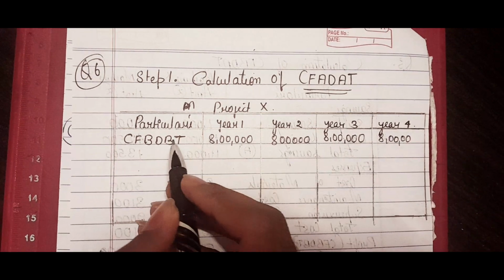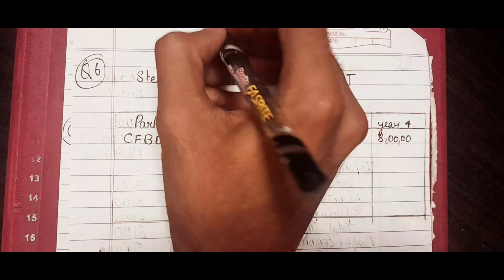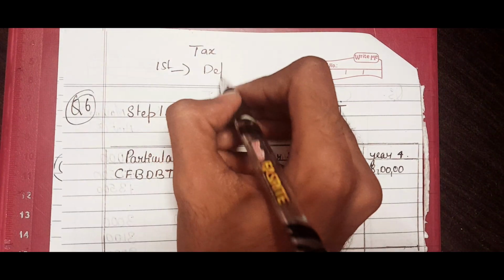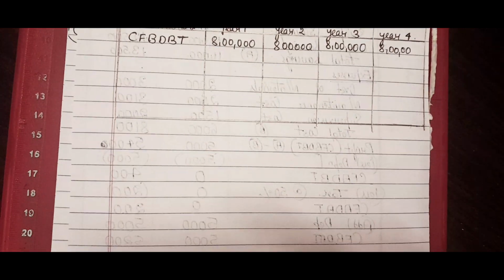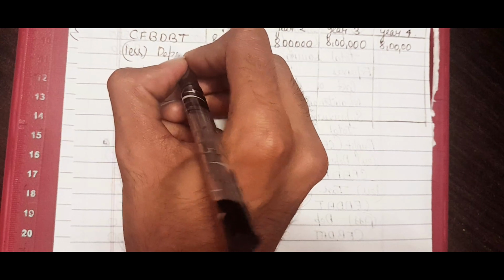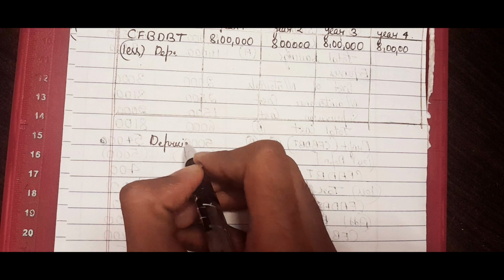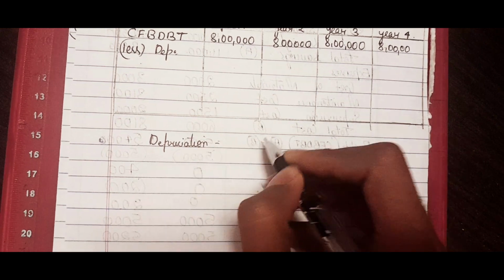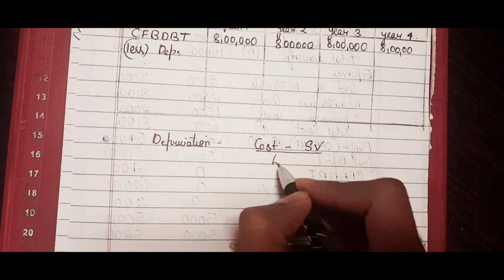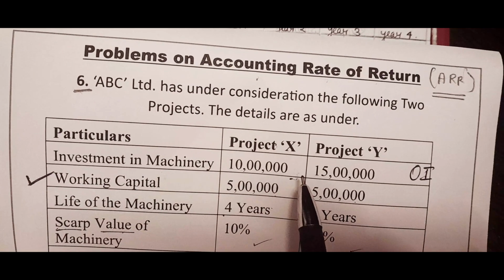Now BDAT, after depreciation, after charge. Before deducting tax, first we always have to deduct depreciation. So first let us deduct depreciation. Less depreciation. First let us calculate depreciation. What is the formula to calculate depreciation? It is cost minus scrap value divided by life of the asset. So here, cost is how much?